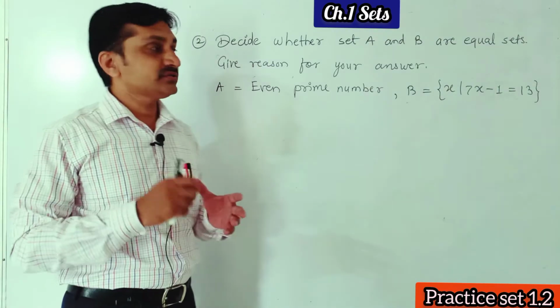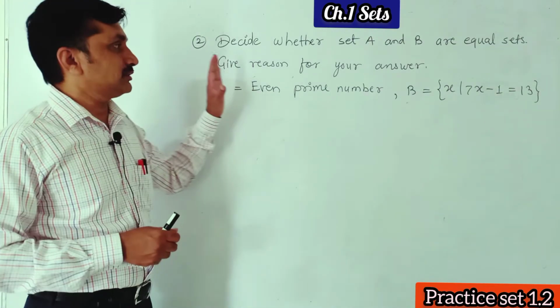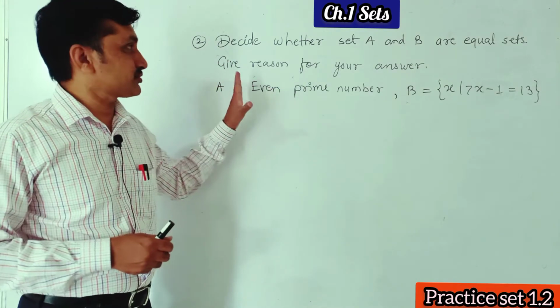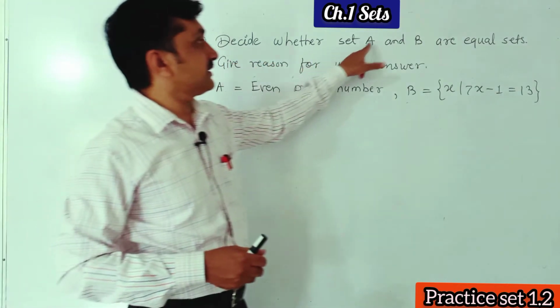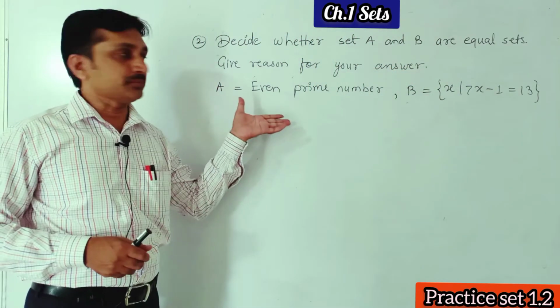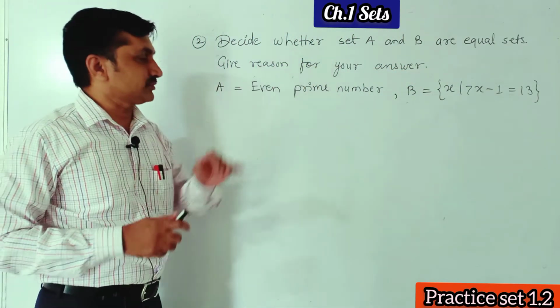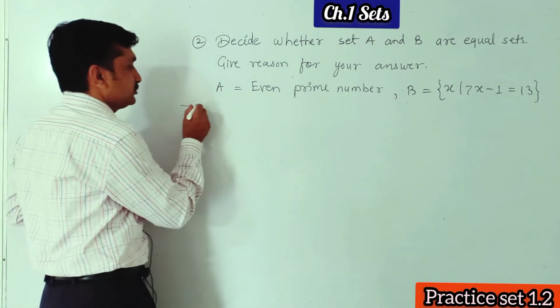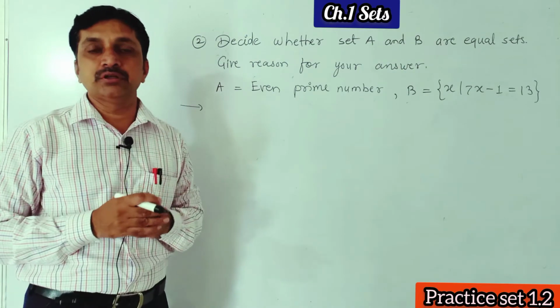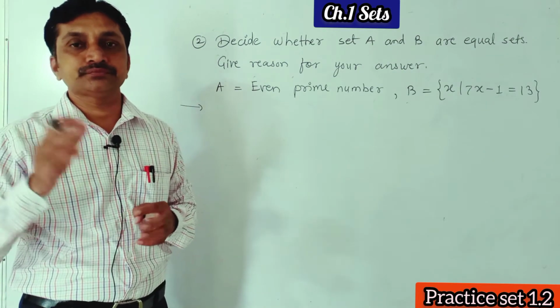Dear students, let's see example number 2. This example is also the same type as the first. Decide whether set A and set B are equal sets. Give reason for your answer. Now in the solution, we have read both the methods. We have read the listing method and the rule method also.